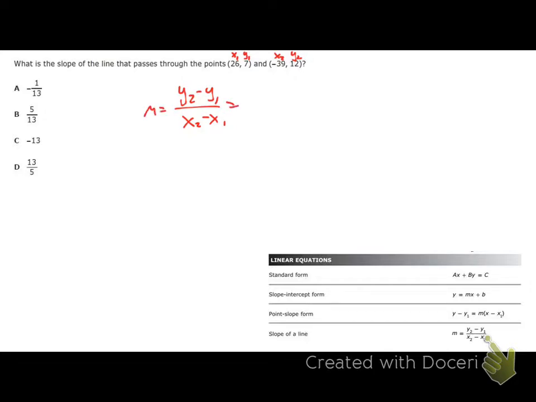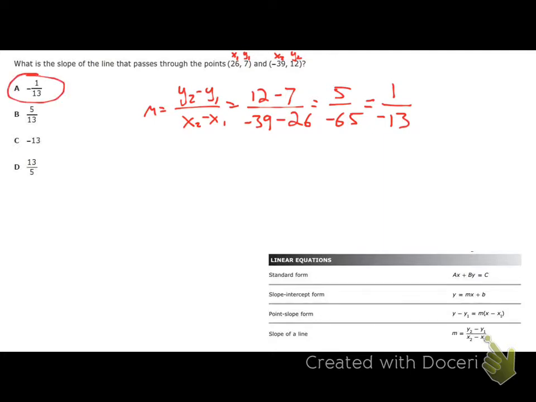And in this case, my y2 is 12, my y1 is 7, my x2 is negative 39, my x1 is 26. So if I subtract in my numerator, 12 minus 7 is 5. If I subtract in my denominator, negative 39 minus 26 is negative 65. Now, as you can see, I don't have that option here, but this slope can simplify. This rate of change can simplify. If I divide a 5 out of my numerator, and then a 5 out of my denominator, I end up with negative 1 over 13, which would be answer choice A.